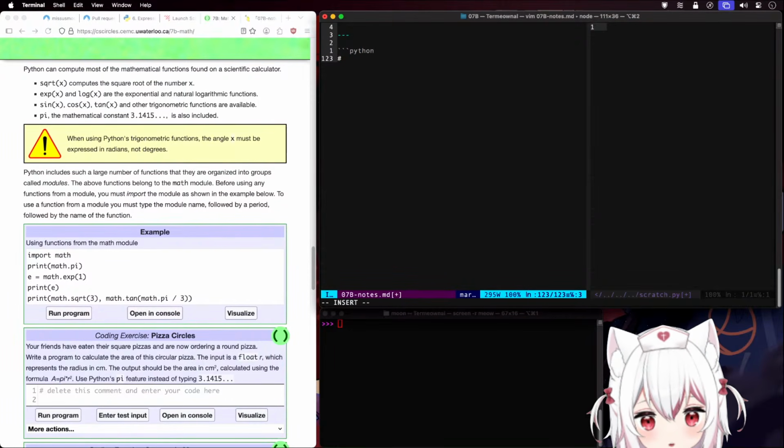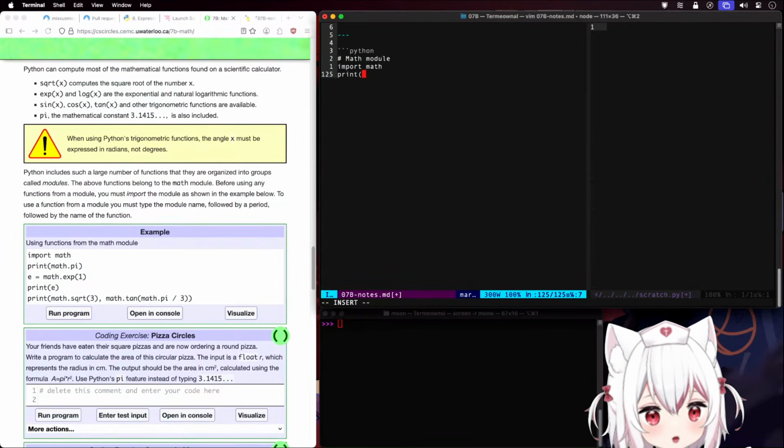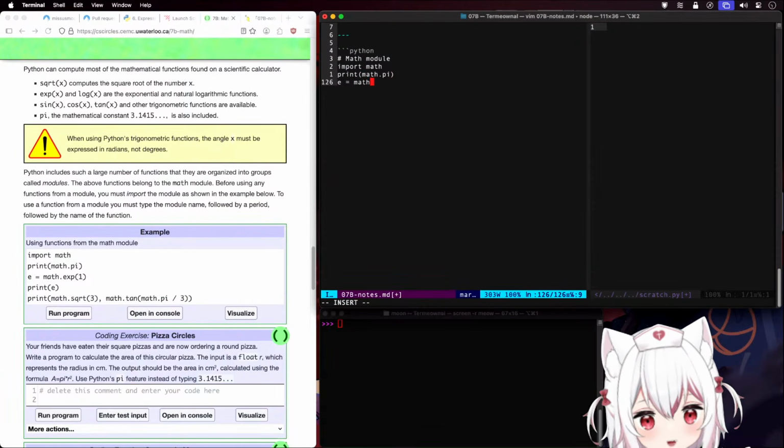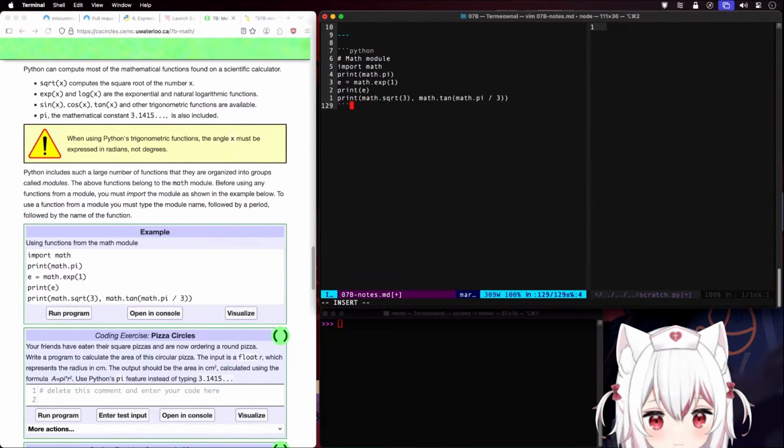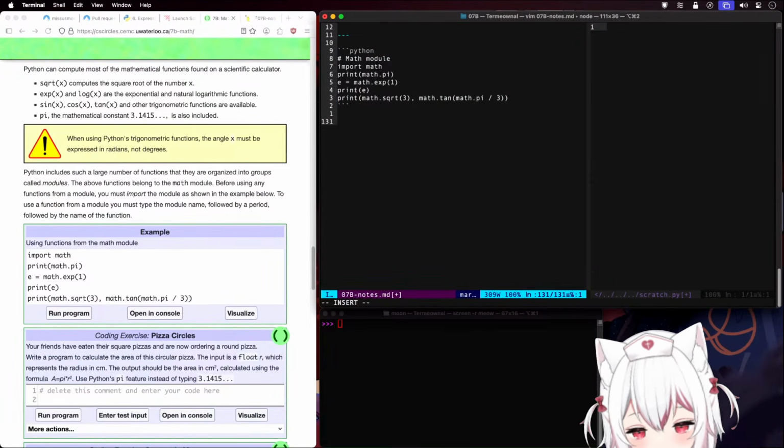Call this math module. Import math, print math.pi, equals math... print math.sqrt(3), math.pi. Oh, okay. I don't know how to do this in my head, so I'm gonna do it with a calculator.